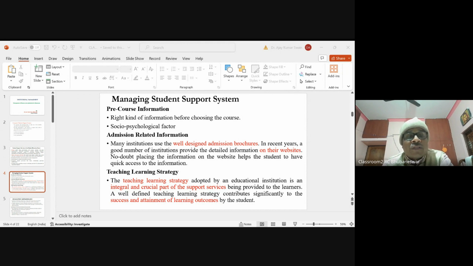Many institutions use a well-designed admission brochure. Whatever course you study, general, professional or vocational, there is a brochure. Brochure means it describes details about the course and course fees. A good number of institutions provide detailed information on their website also. Website is mandatory for every institution today. Another is teaching learning strategy.